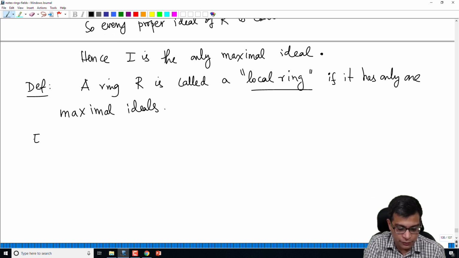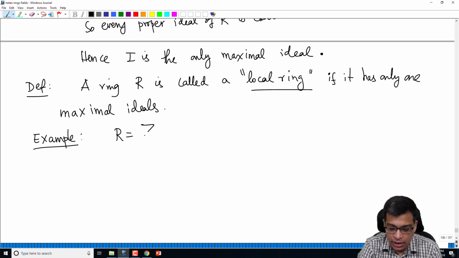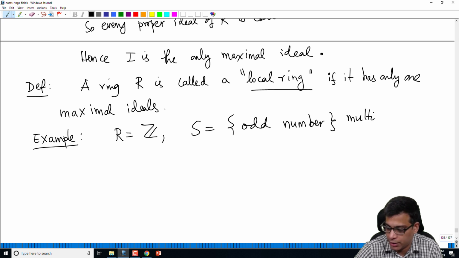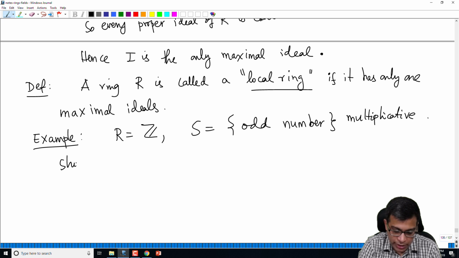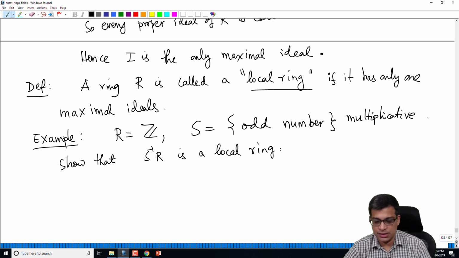What are examples of this? This is part of the exercise that I will do, and in fact I will leave many details to you. Let's take R to be Z and S to be the set of odd numbers. In the beginning of this video, we showed that this is multiplicative. Show that S inverse R is a local ring using the previous exercise.